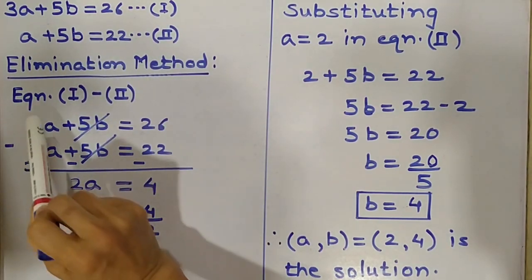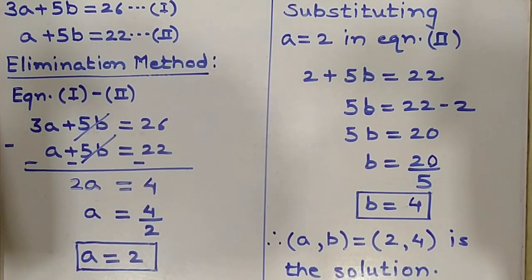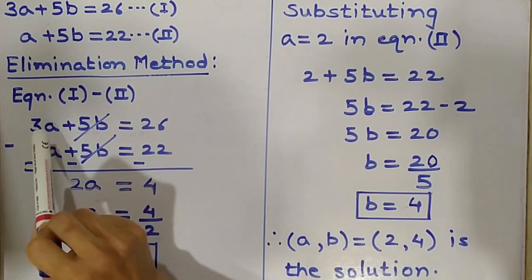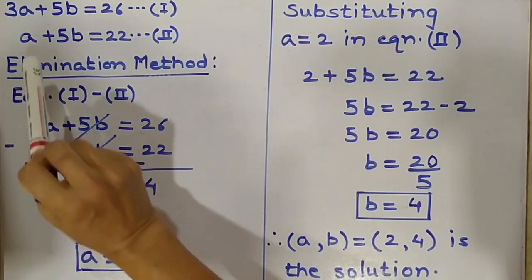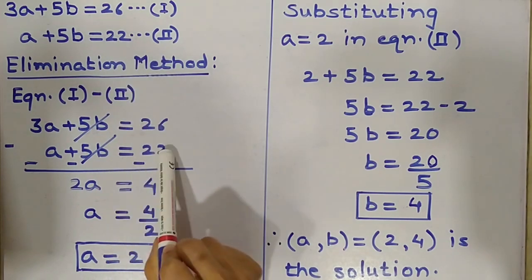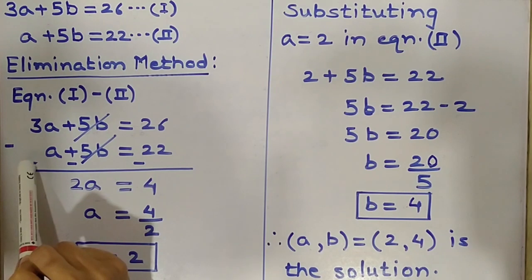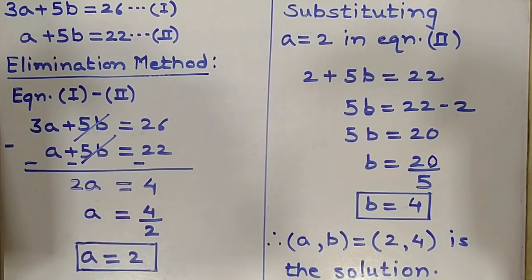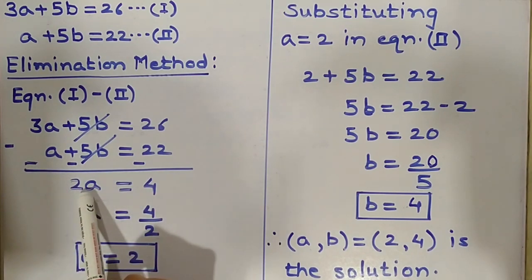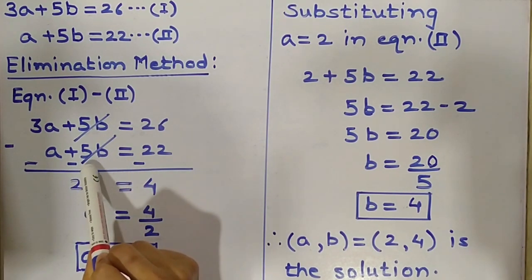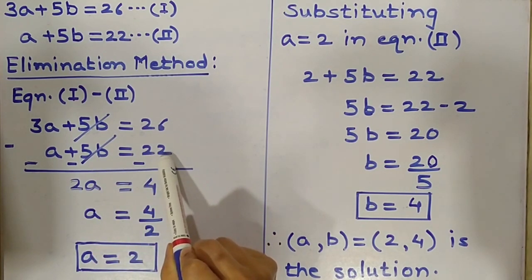What I'll do is that equation 1 minus equation 2 will give me, I'll rewrite equation 1 here, 3a plus 5b is equal to 26 minus a plus 5b is equal to 22. This is equation 2. If you are subtracting, you know we have to change signs everywhere. 3a minus a will become 2a, 5b minus 5b will get cancelled. 26 minus 22 will give you 4.